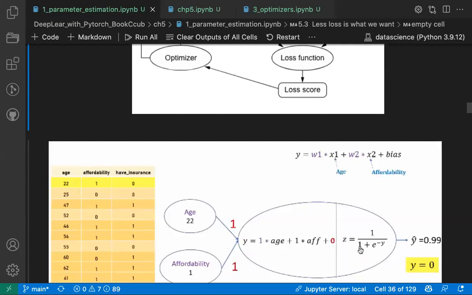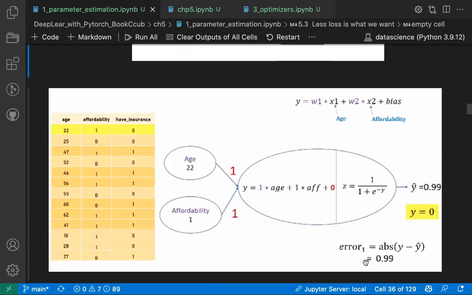Now, just assume that here we calculate the Y, and now we have what is called an activation function. So the result of the Y, we pass through the activation function, and the result gives us 0.99. So you can see that the prediction now is 0.99, but the actual result is 0, right? So we need to calculate some error.